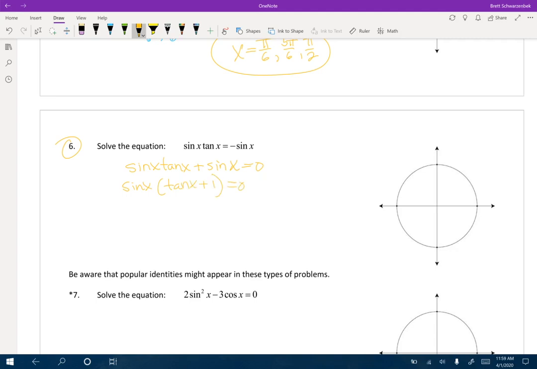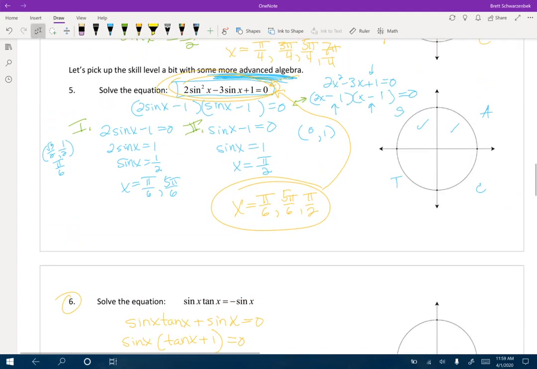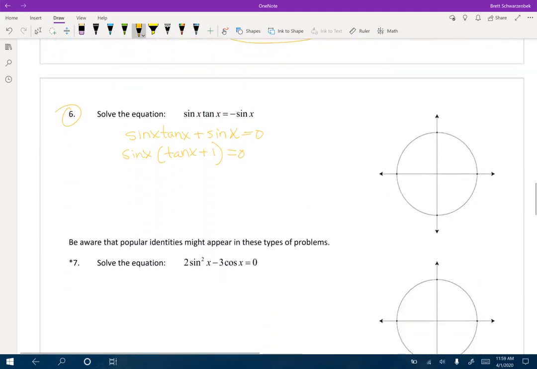So what do we have? We have a scenario, again, just like here, where we have two quantities multiplied equal to 0, which means we set both of them equal to 0, which gives us two equations to work with. Two equations to work with, and we just solve them.